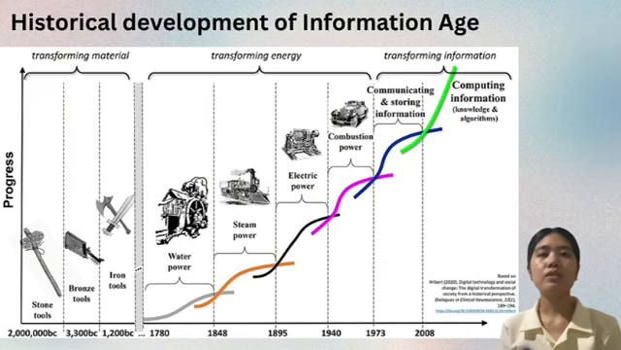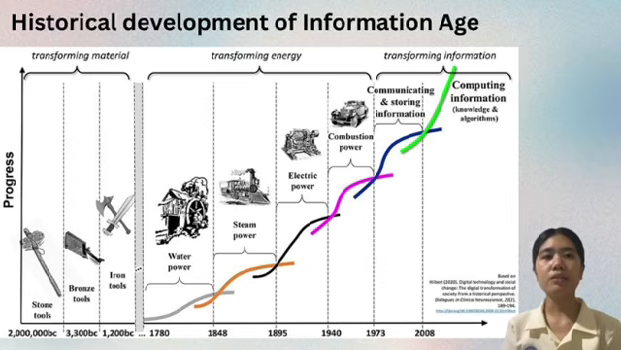The second one is transforming energy, 1780 to mid-20th century. Next came a massive shift. Instead of just reshaping raw materials, we learned how to capture and use energy to power giant machines. Water power, 1780. Humans used water wheels to capture the natural flow of rivers to run mills and early factories. Steam power, 1848. The invention of steam engines allowed us to power heavy trains and machinery, driving the Industrial Revolution.